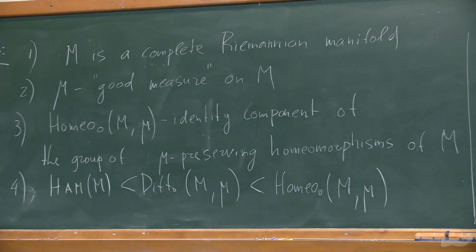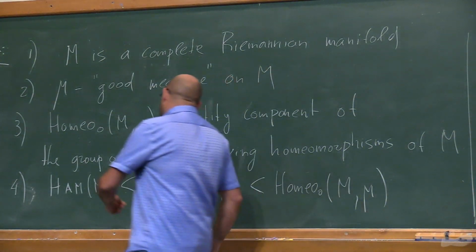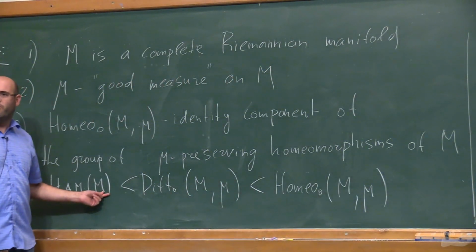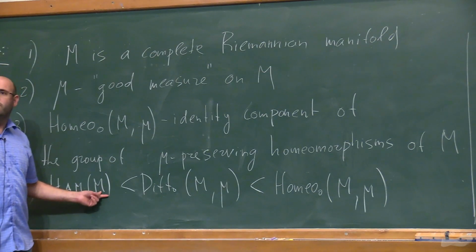Yes? I understand cheating, but maybe it's too much, because Hamiltonian will not be a subgroup of the diffeomorphisms. Say it again. Hamiltonian will be a subgroup of Symp_0, right? Yeah. But it does not preserve the measure mu unless the measure mu is the volume measure.